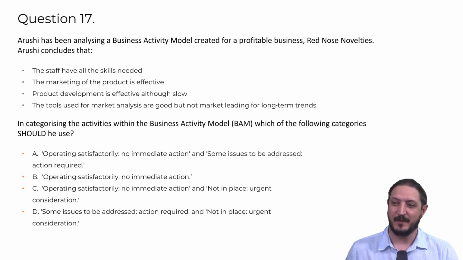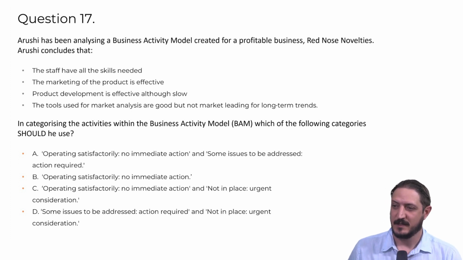Hello, welcome back. In this session, we're going to be looking at question 17 of the business analysis sample paper. So let's read it and see what we can get from this question. It says, Rishi has been analyzing a business activity model created for a profitable business called Red Nose Novelties.